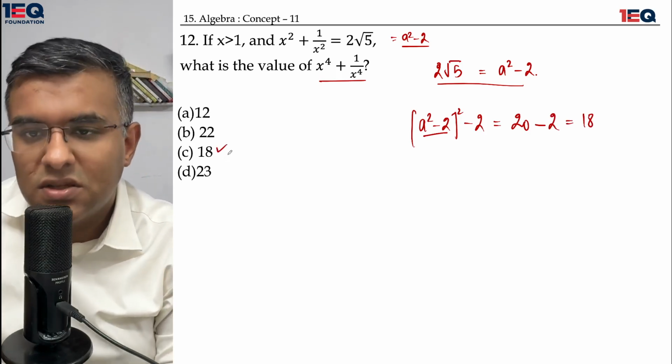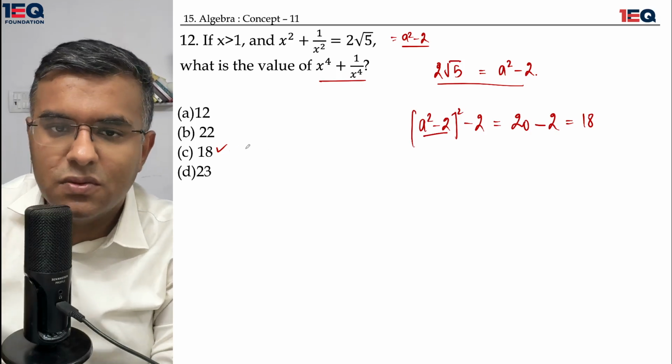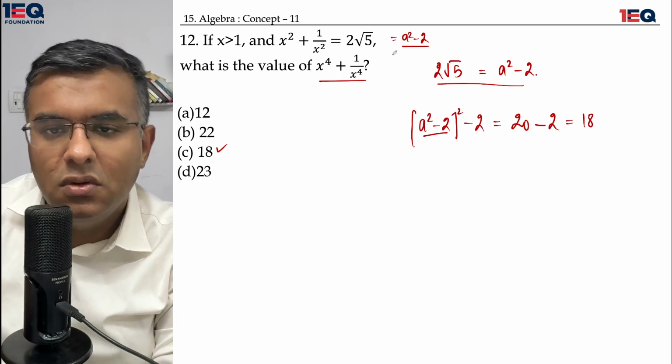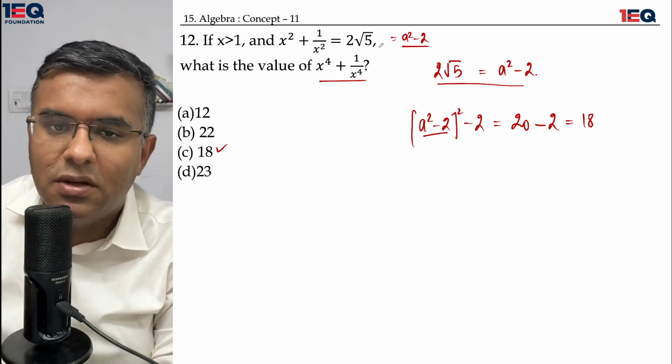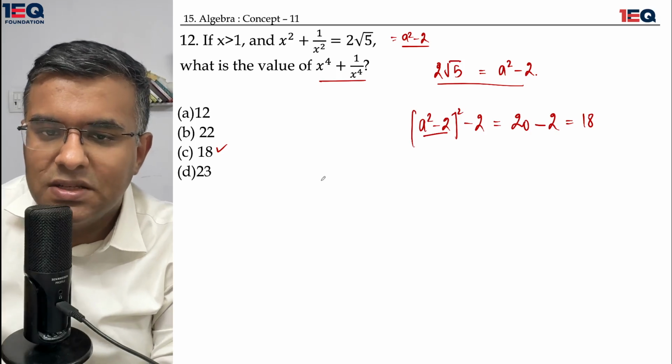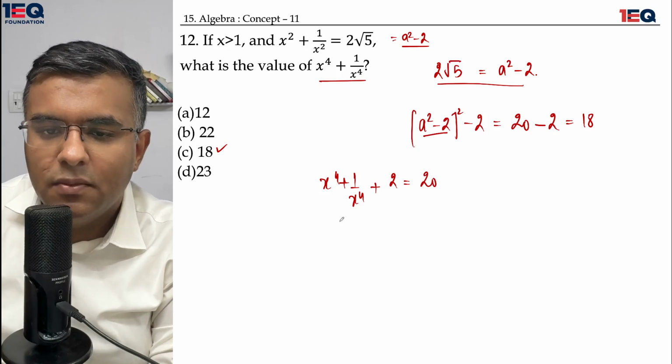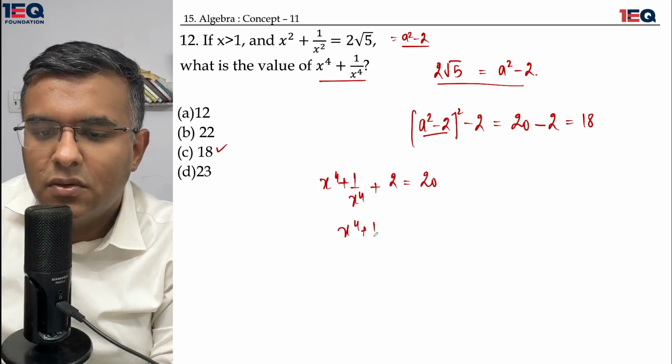Okay, this is a shortcut. This is the same formula which I used there. But if you were in my situation, I would recommend you to follow the same method. Just simply square on both sides. That would make it x^4 plus 1 upon x^4 plus 2 being equal to 20. Then you could say x^4 plus 1 by x^4 is equal to 18.